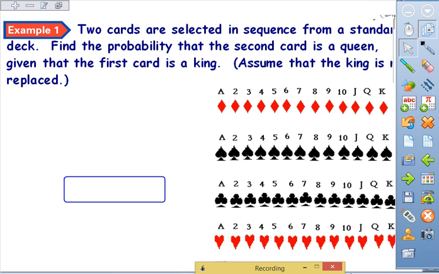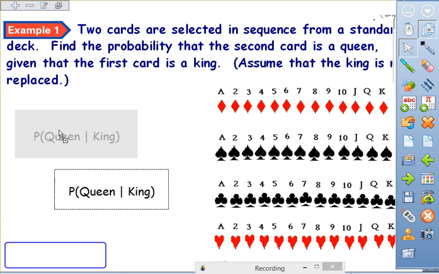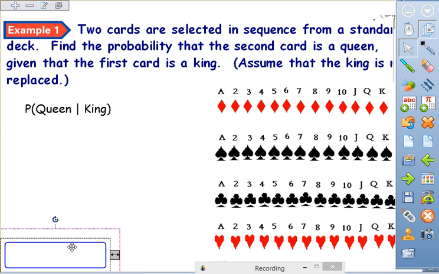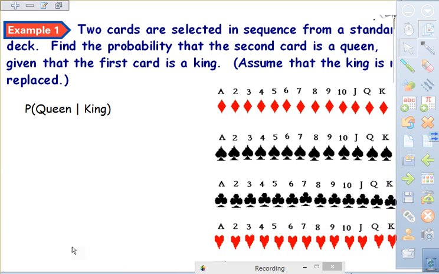Here's our next example. Two cards are selected in a sequence from a standard deck. Find the probability that the second card is a queen, given that the first card is a king. Assume that the king is not replaced. So that word that's hidden right there is "not." So here's what we're looking at. Out of all the kings, if we get a king on the first draw, what is the probability that we will get a queen on the second draw?